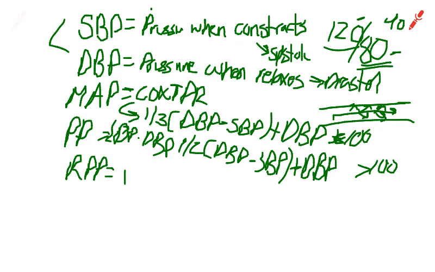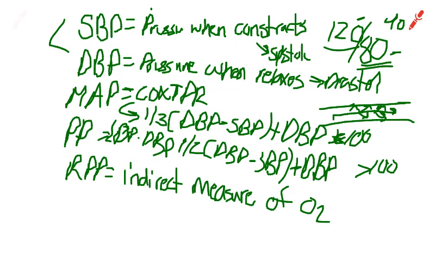Rate pressure product is very important also, kind of like VO2. It's similar to VO2, where VO2 is the strength of your cardiovascular system based on how much oxygen you're uptaking. Rate pressure product is kind of the same thing also, but it's just a different way to look at the same thing. So rate pressure product is an indirect measure of oxygen consumption on the heart. So the higher rate pressure product is, that means your heart is using more oxygen to beat. The lower it is, your heart's using less oxygen.